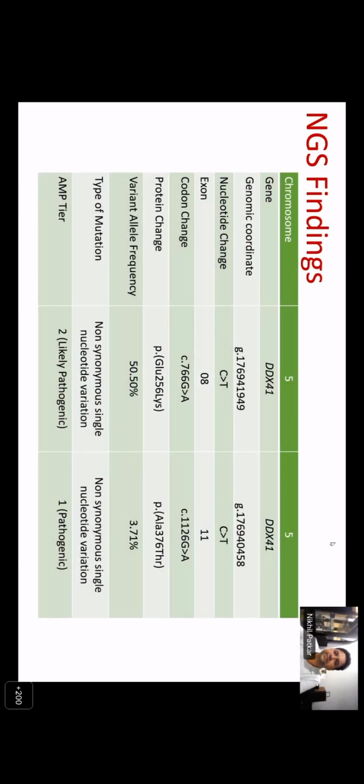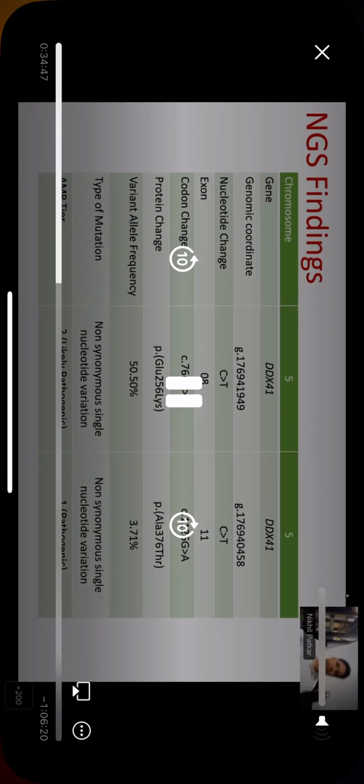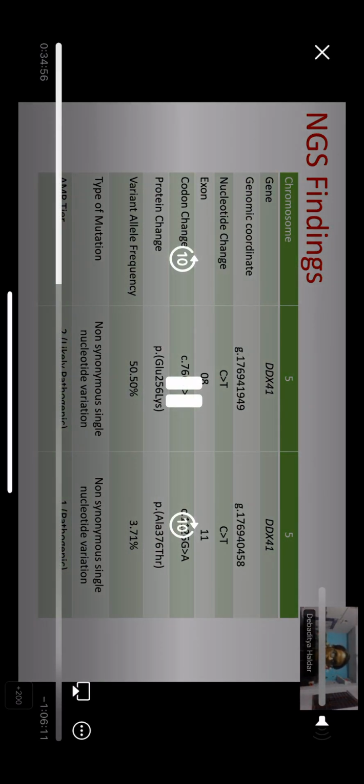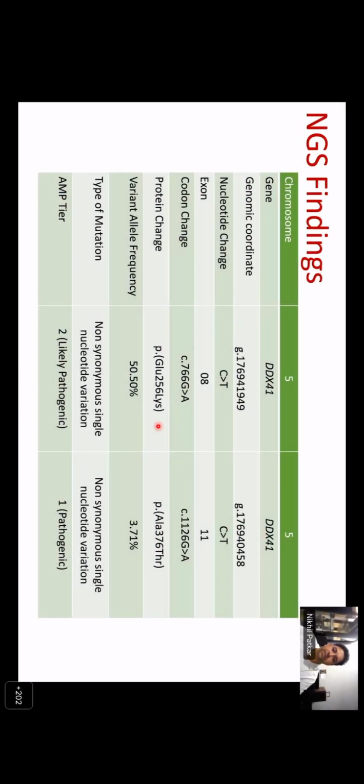Okay, so what do you get on NGS? So on NGS, we can see a mutation in the gene DDX41, which is located on chromosome 5 at the genomic address, which is specified by the genomic. You don't have to read any of the numbers. You just have to read these two, okay?